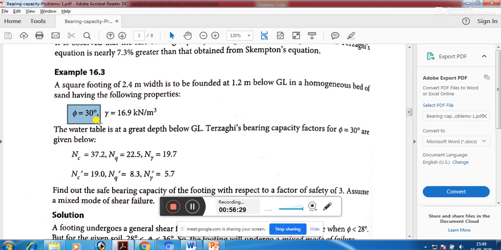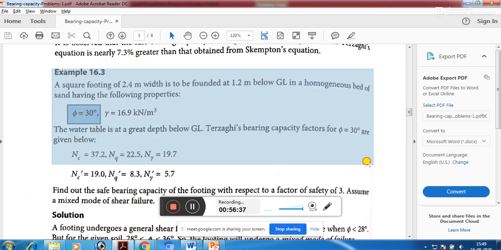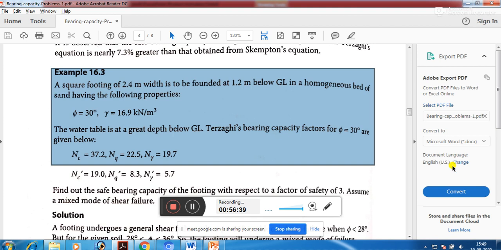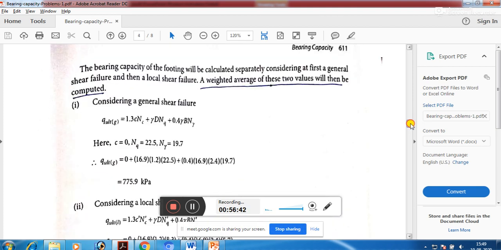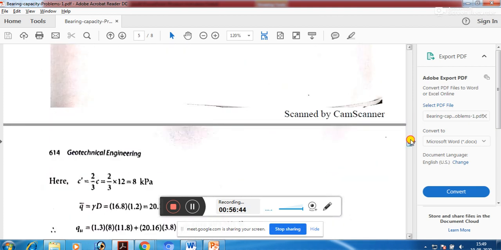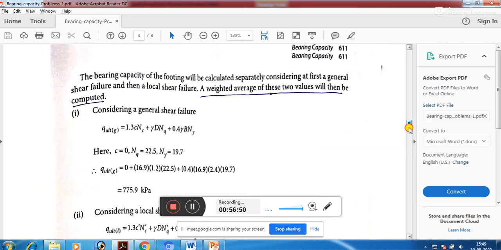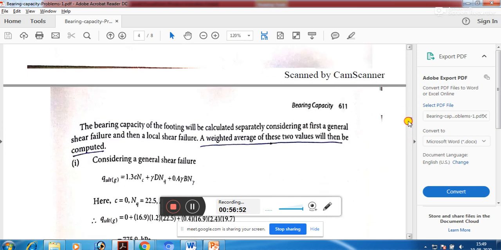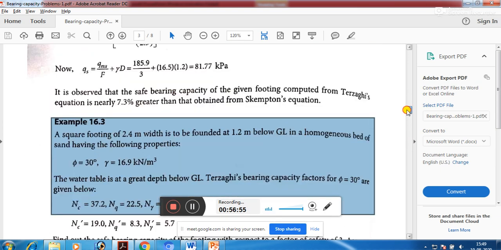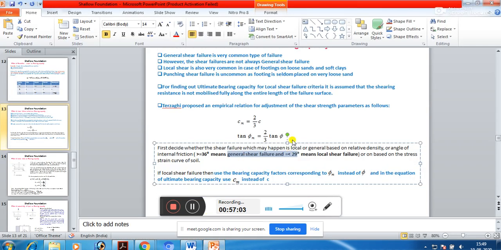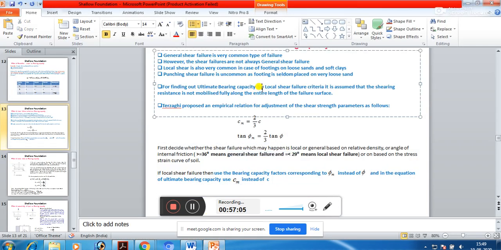How to calculate the bearing capacity in case of a mixed mode of failure, this example will explain in detail. It's a very simple thing, but I'll explain this problem later. After I share this document with you, please go through it carefully, and then we will discuss more about this mixed mode of shear failure in a later class. If you have any question, otherwise we will finish the class.